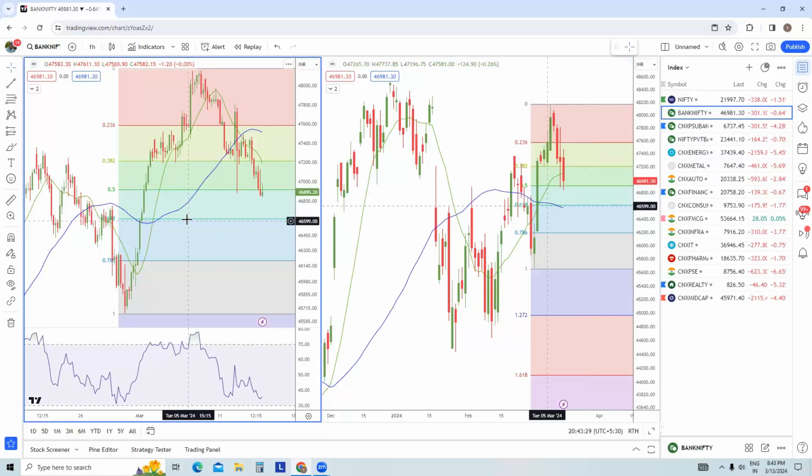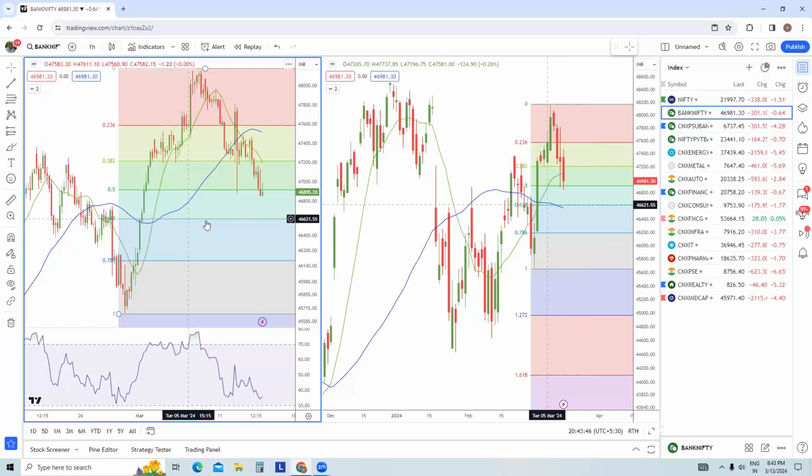So according to me, you can see this support 46,600 in the daily, and the same level is in the hourly time frame chart. If this level is taken off by Bank Nifty on the downside, then some sort of weakness will be visible in Bank Nifty.